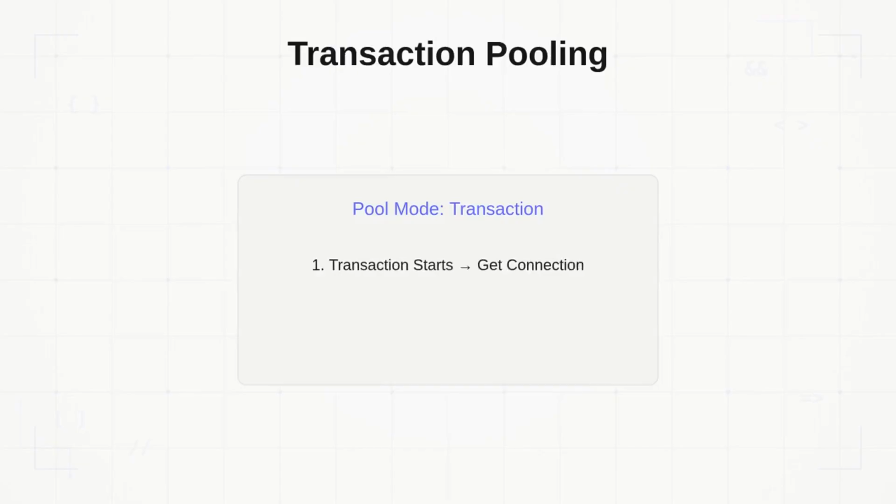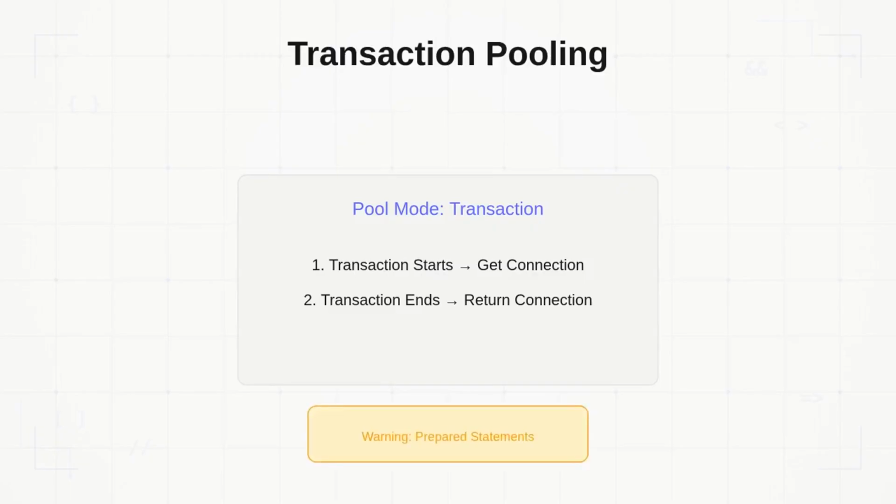The alternative is session pooling, where a client keeps the connection for as long as they stay connected. While easier to set up, session pooling doesn't solve the scaling problem as effectively. With transaction pooling, you can easily support thousands of application users with just a few dozen database connections. However, you must be careful. Certain features like prepared statements or session-level variables can break in transaction mode because the next transaction might happen on a completely different physical connection.